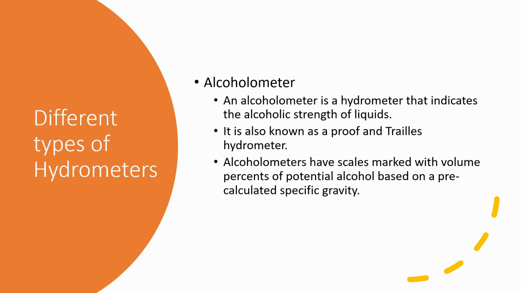Next is an alcoholimeter, what I talked about earlier. An alcoholimeter is a hydrometer that indicates the alcoholic strength of a liquid. So you do not get specific gravity using this hydrometer. Instead, you're going to get percentage strength or proof, percent proof. It is also known as a proof and Tralles hydrometer, and alcoholimeters have scales marked with volume percentage of potential alcohol based on a pre-calculated specific gravity. So it also depends on specific gravity, but it is calibrated for percent alcohol.